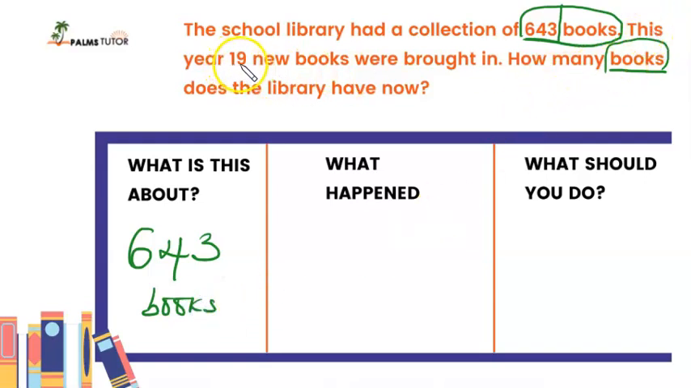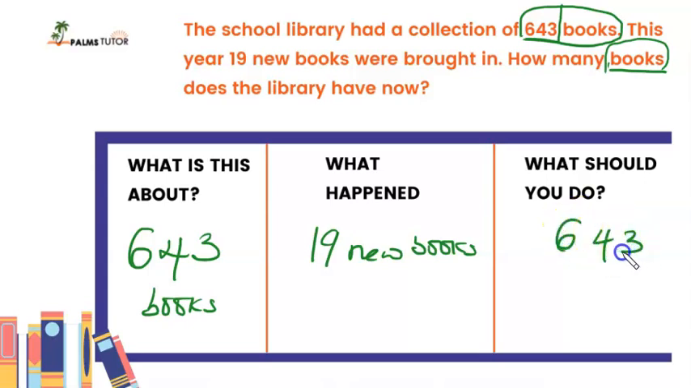Now let's see. This year, 19 new books were brought in. So we have 19 new books. When you have new books, what does that mean? It means you have more books. Is that not so? Now, so what should you do? It's an addition because it is more. We have more, and we are being asked how many more books do we have now? Okay, so we now have 643 plus 19 books. 2, keep 1. 1 plus 4, 5, 6. So now we have what?